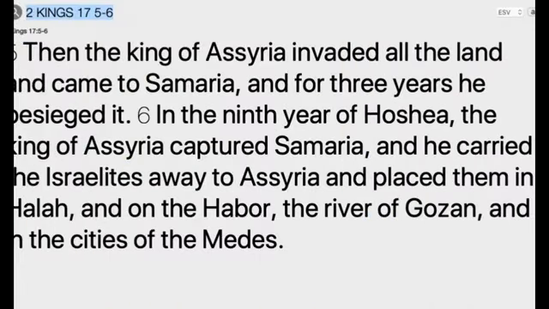2 Kings chapter 17 is telling you that the king of Assyria invaded the land and came to Samaria. You remember I talked to you a little earlier about this Samaria being the capital of the northern kingdom. He came and then he surrounded the city, and then eventually he captured the Israelite, the northern kingdom, and then he carried them away into Assyria, and he placed them by the river of Gozan in the cities of the Medes.